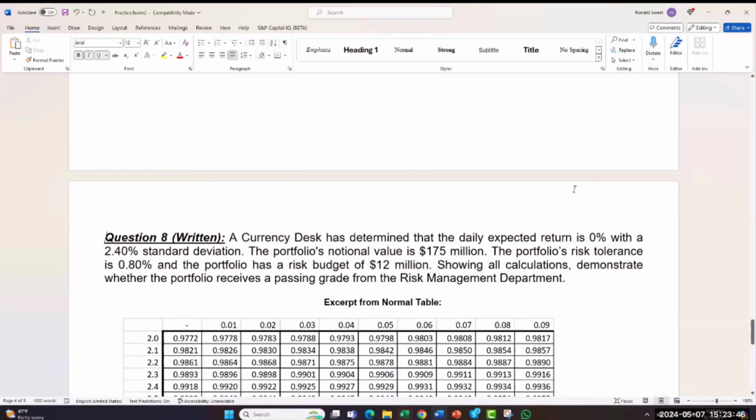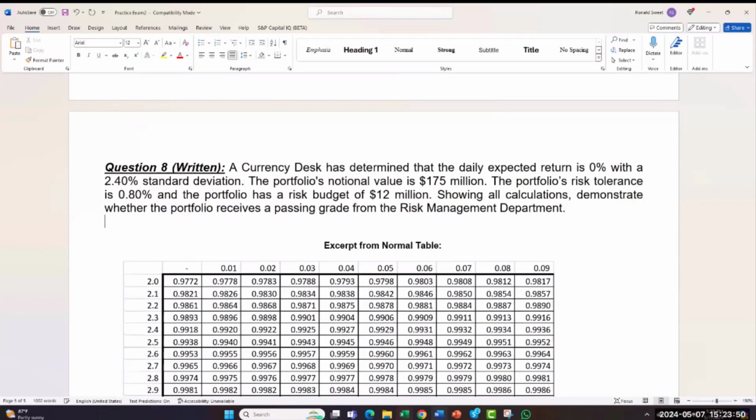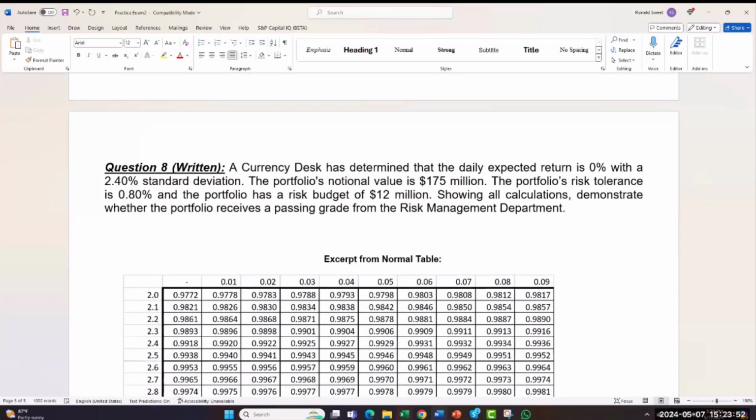All right, the last question, probably the easiest one, if you remember how to use a table. So I think on the application you use Excel. So here you've got to be careful. Your risk tolerance here equals 0.008. So table value is going to equal 1 minus 0.008. So you're looking for 0.992.